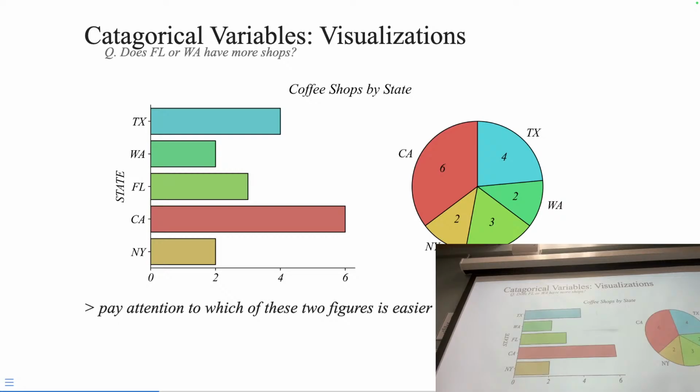Yeah, Jackson. I think trying to find Washington and Florida is easier on the bar chart because on the pie chart we have to go in a circle looking for the state, whereas the bar chart breaks it down into a list. Yeah, so instead of looking in a circle, we're just looking vertically. And for the movement of our eyes, that's almost simpler. Yeah, what else?